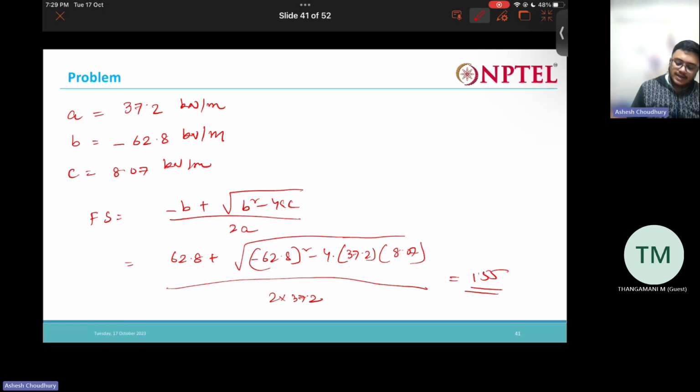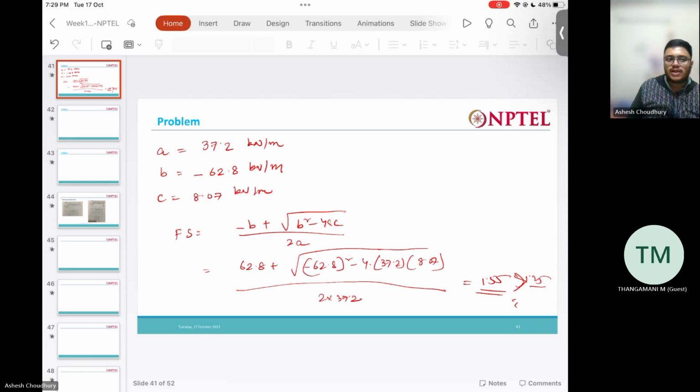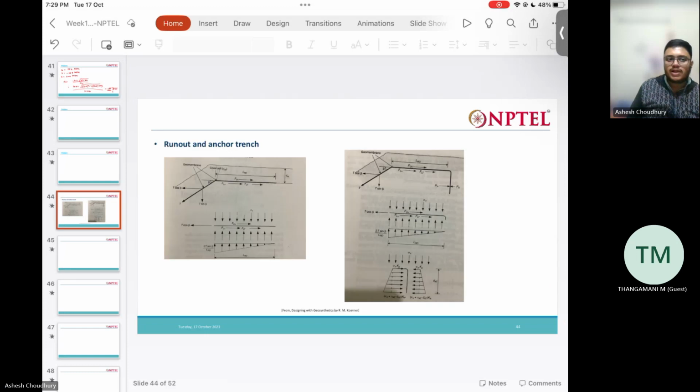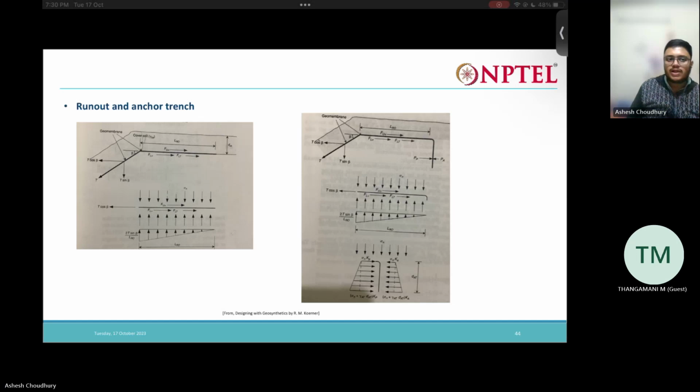So here you will get a factor of safety greater than 1.25. So you are seeing that if you use the tapered thickness soil cover, the factor of safety actually increased from 1.25 to 1.5. For the constant thickness soil cover it was 1.25.